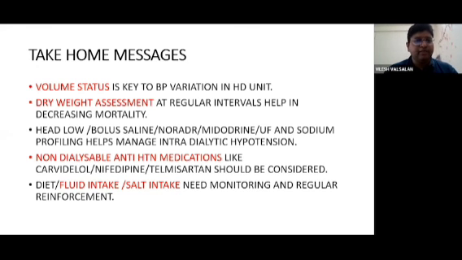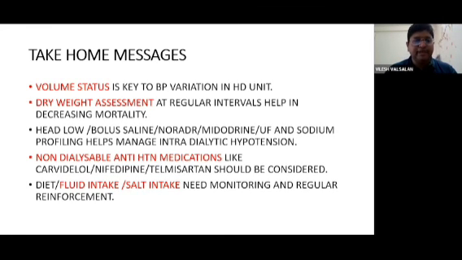So my take-home messages for the day is that volume status is key to BP variation in the dialysis unit. Dry weight assessment at regular intervals helps in decreasing mortality, because there is a direct impact of intradialytic hypotension, each time all the important organs are getting ischemic, and their function is decreased, and you're causing increased morbidity and mortality. Head low position, bolus saline, noradrenaline, and drugs like midodrine, proper ultrafiltration and sodium profiling help manage intradialytic hypotension.